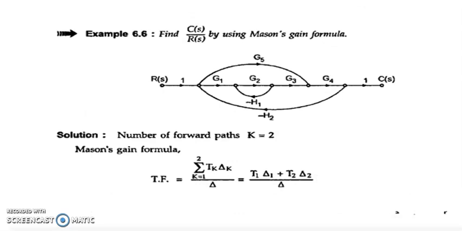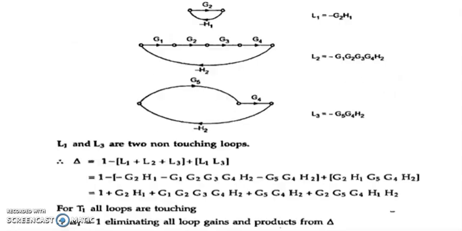Now you consider another example. In this particular example, the number of forward paths is 2. So G1, G2, G3, G4 and G5 and G4. So what is the transfer function? Summation k is equal to 1 to 2 Tk delta k by delta. So T1 delta 1 plus T2 delta 2 by delta.